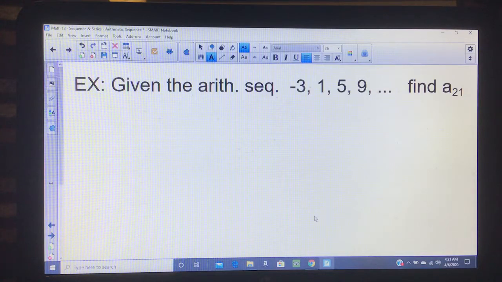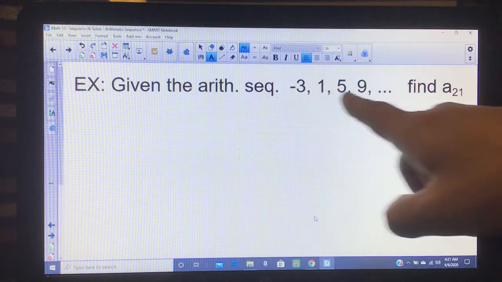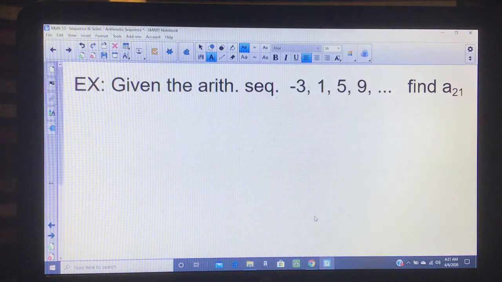So in this example, they give you an arithmetic sequence, and they want me to find the 21st term. So using the formula, now this one I'll show on the board, to use the formula, you basically need 2 pieces of information. You need a sub 1, and you need the common difference. So a sub 1 is given to me because there's my sequence. A sub 1 is -3.